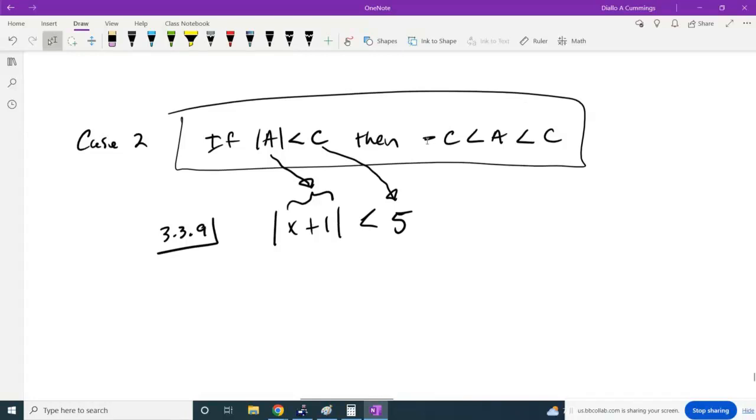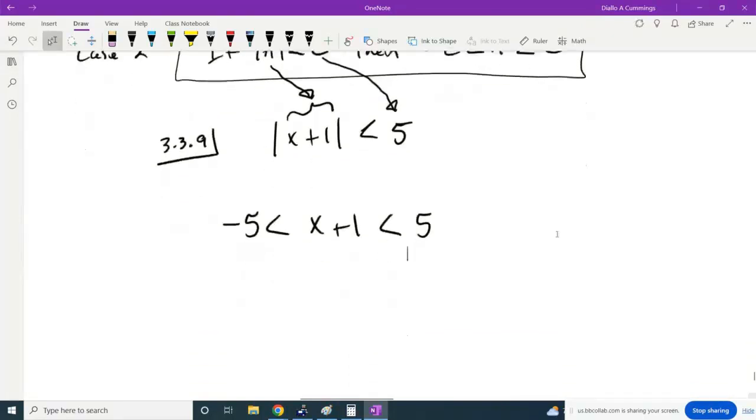So that means I can write this out as negative C, or negative 5, is less than A. So remember, A is what's inside of the absolute value, so that's x plus 1, is less than positive 5. Right, so I'm just using this formula. I'm substituting A for whatever is inside of the absolute value, and I'm substituting C for 5.